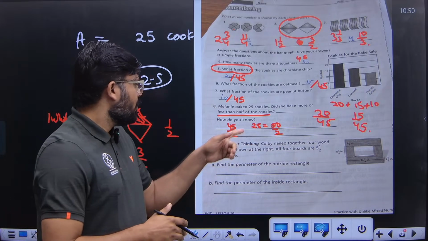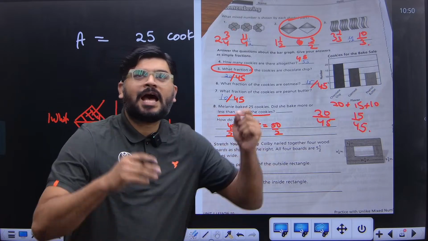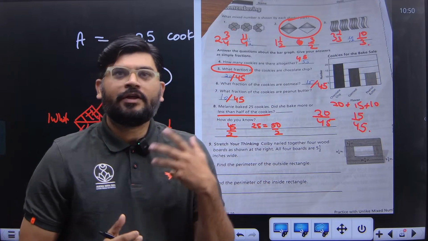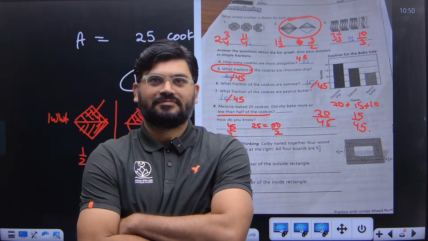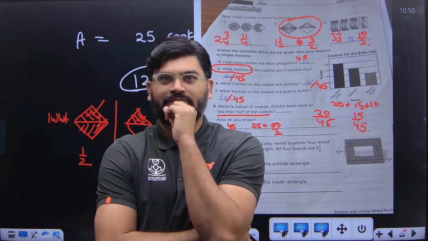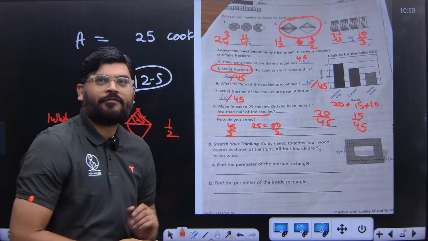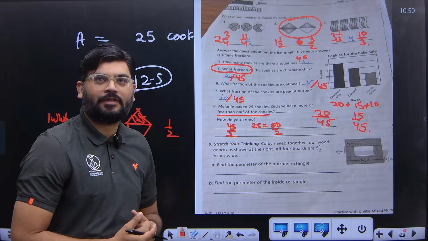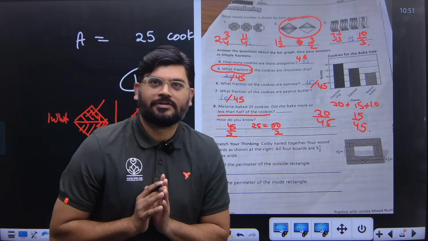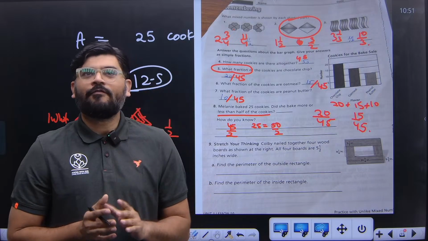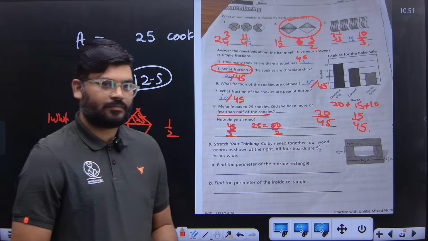Okay. So tell me beta, 25 is half of what number? 50? First of all, tell me, is 25 more than half of 45 or not? That is my question. What is the half of 45?